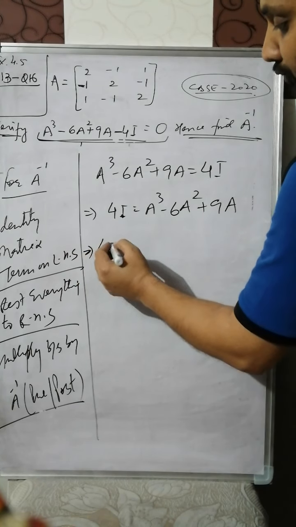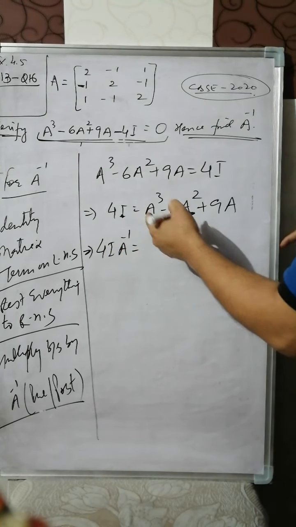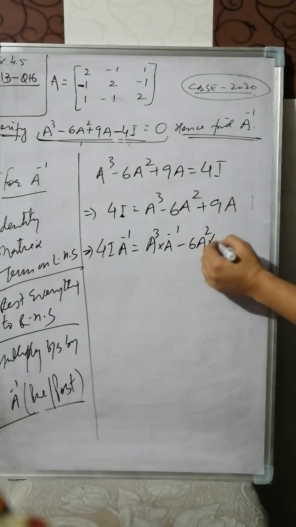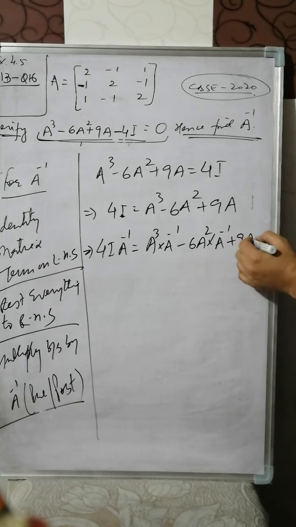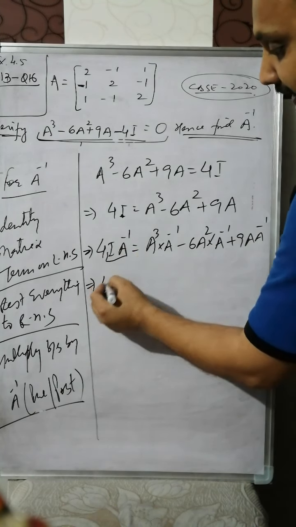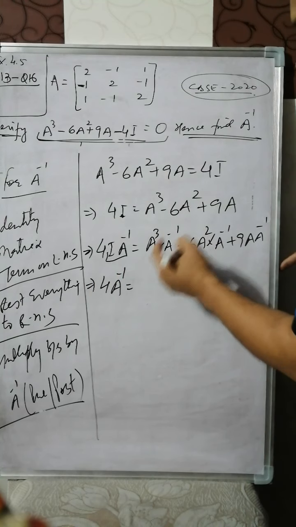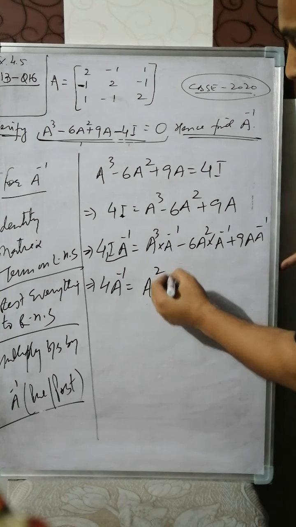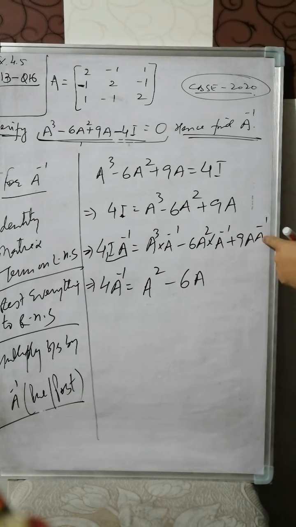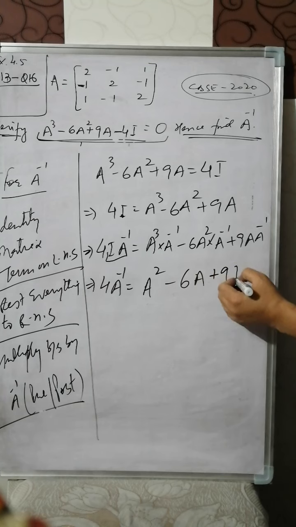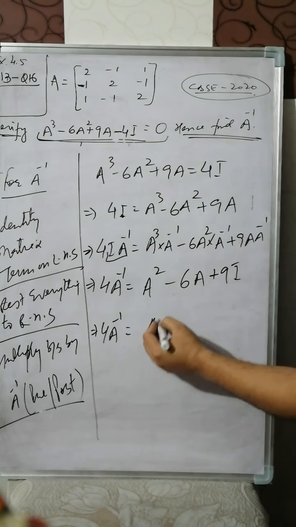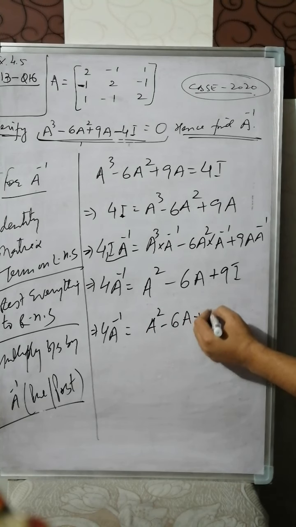So this will be 4I into A inverse. This is A cube into A inverse minus 6A square into A inverse plus 9A into A inverse. Identity into the matrix is the matrix itself. ठीक है, ये से होएगी तो एक कम हो जाएगी पावर, ये से जाएगी तो it will be 1 less. Matrix into its inverse will give you identity. तो 4 times A inverse will be A square minus 6A plus 9I.